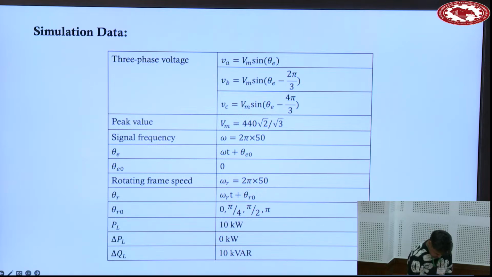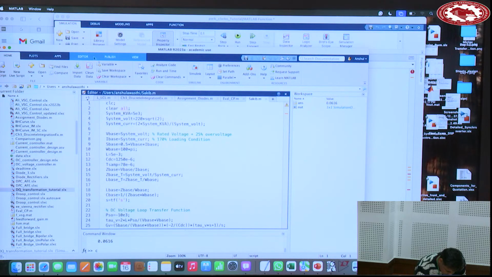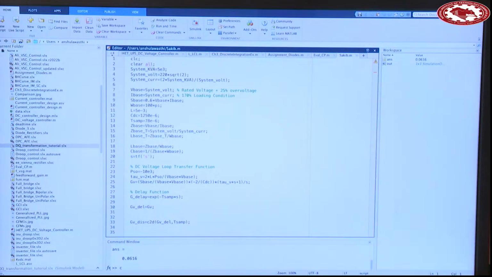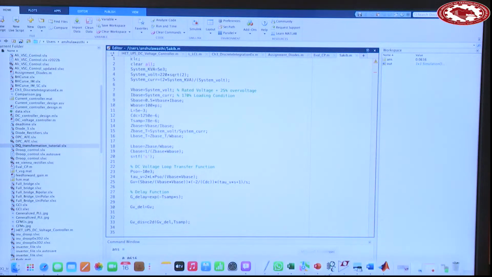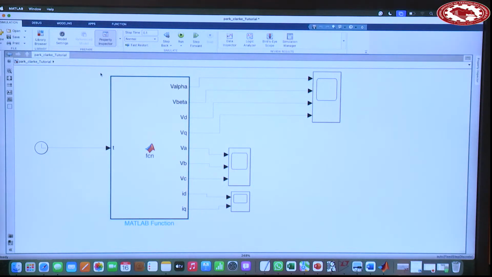So now I will go to simulation. Since I am generating three phase signals through coding itself, I need to have some reference of time. So I have used one signal, clock. It is there in MATLAB Simulink.